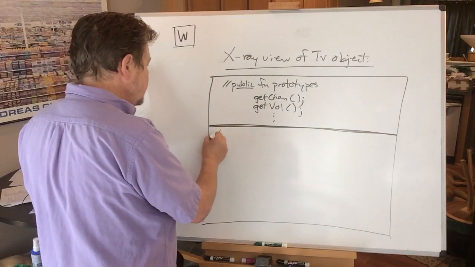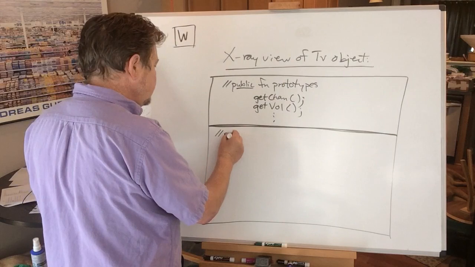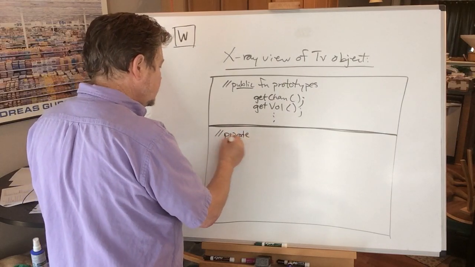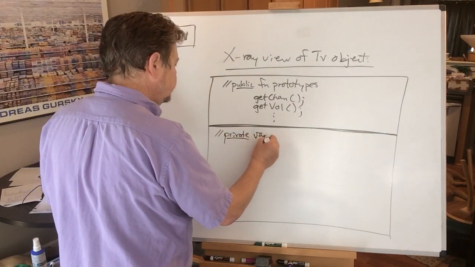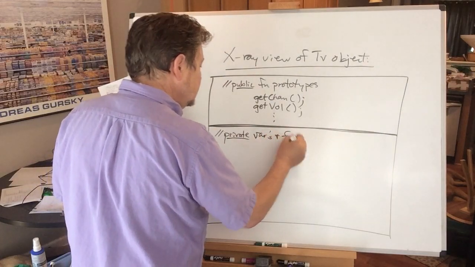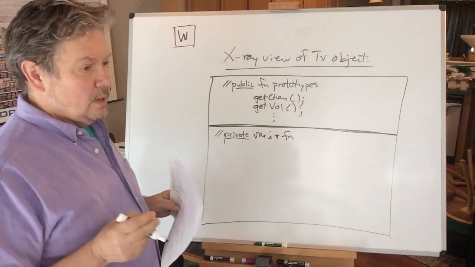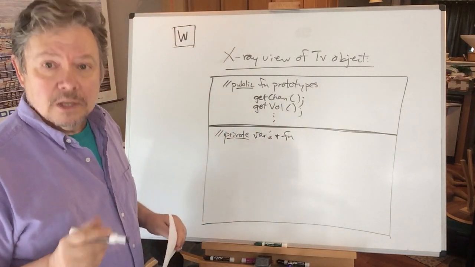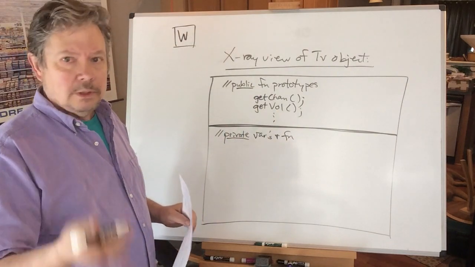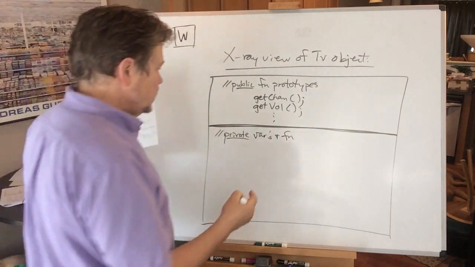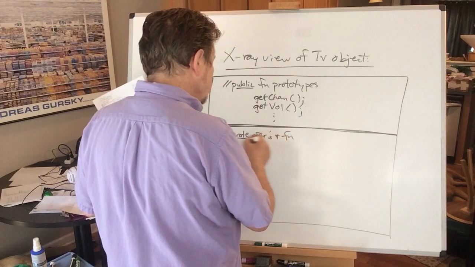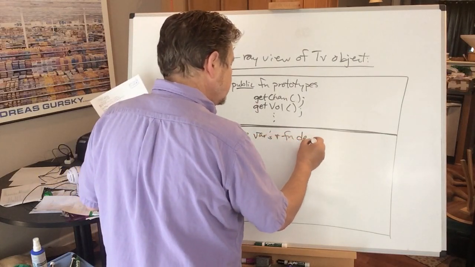Down here are the private parts, the private variables. And actually, another part of the private part of this object are the function definitions. That means the actual source code that you type in for each function when you're writing the functions. So variables, private variables, and function definitions.